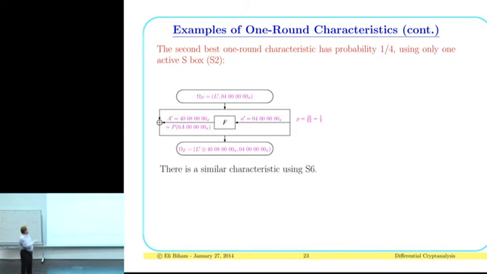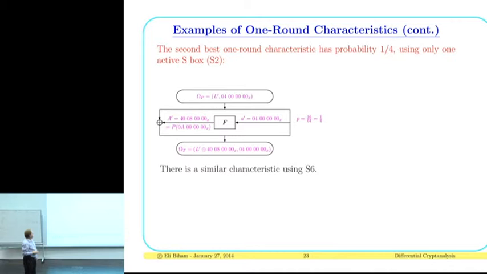There's another one that uses a 6 as the one with a difference. An S-box in which we have a difference, I'll call an active S-box from now on, so it will be easy to mention where it is. So S2 here is the active S-box, all the others are not. And this single-round characteristic will occur with probability a quarter.